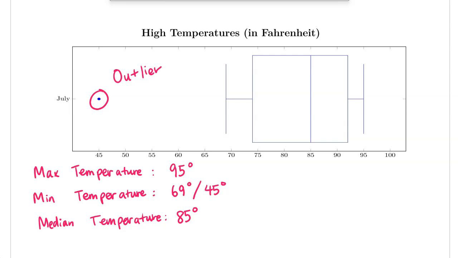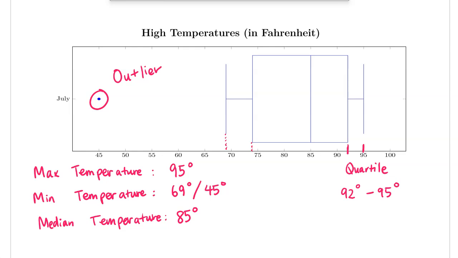Now, another piece of information is the range between these vertical lines. This is called a quartile, and this in fact represents the upper quartile, meaning that the top 25% of our data values are somewhere between 92 degrees to 95 degrees. And so that's the top 25% of our data set. Similarly, this would represent our lower quartile, and that means that the bottom 25% of our data is somewhere between 69 degrees Fahrenheit and 74 degrees Fahrenheit.